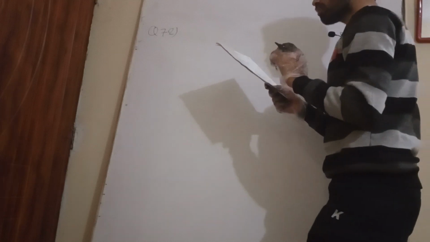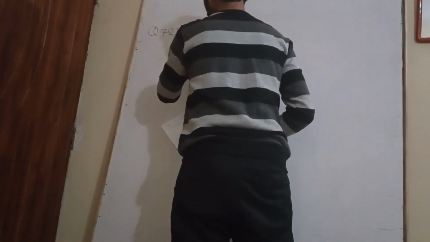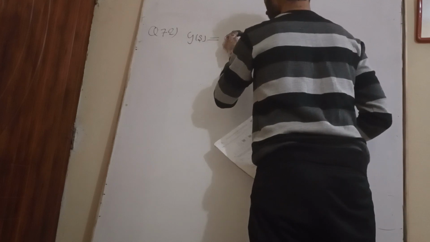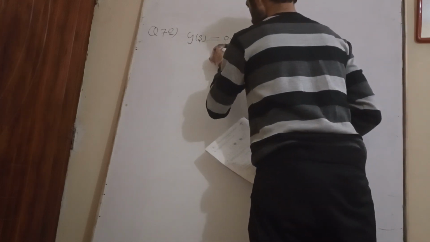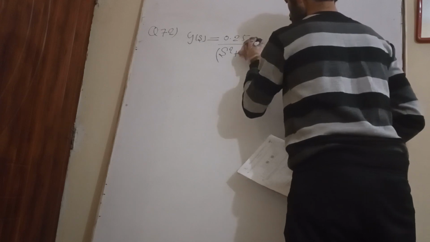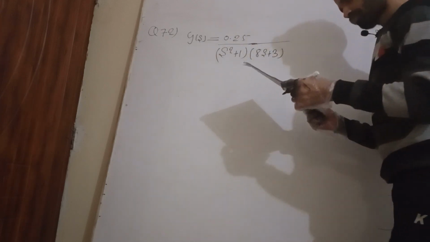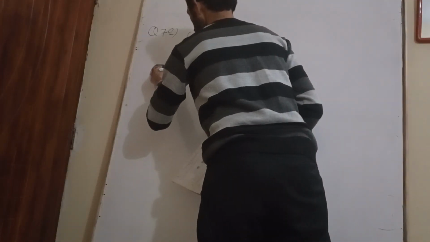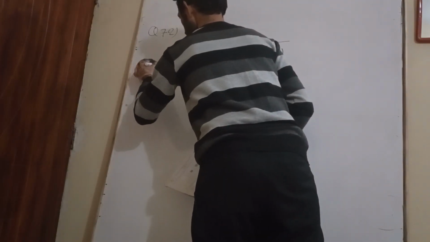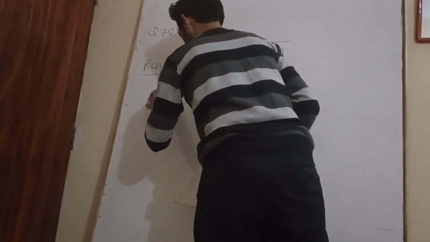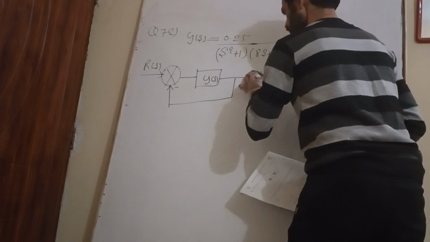Question number 72 is about a negative unity feedback system, for which the gain is given as G(s) = 0.25 / ((s² + 1)(8s + 3)). This G(s) is connected with unity negative feedback.